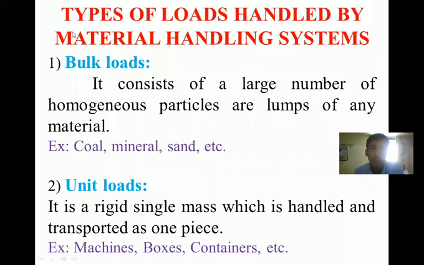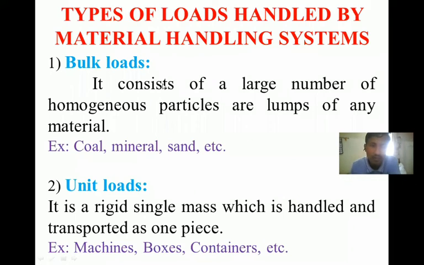So next is unit loads. Unit loads means a rigid single mass which is handled and transported as one piece. This is a rigid mass which can be transported and handled as one piece. For example, suppose you want to shift machines from one place to another. In that case, you do not require any containers.